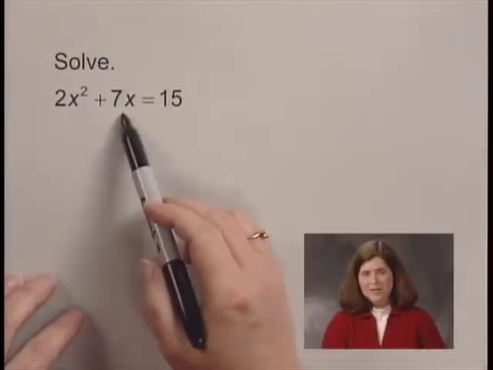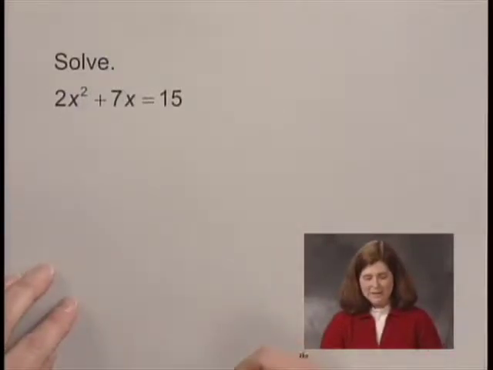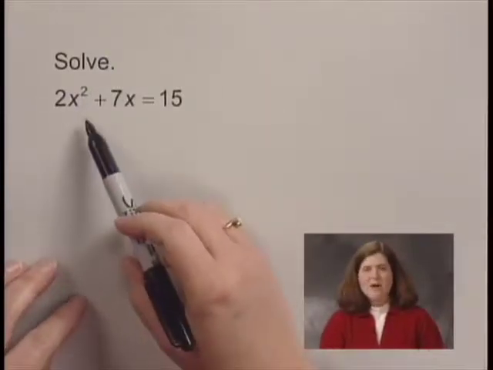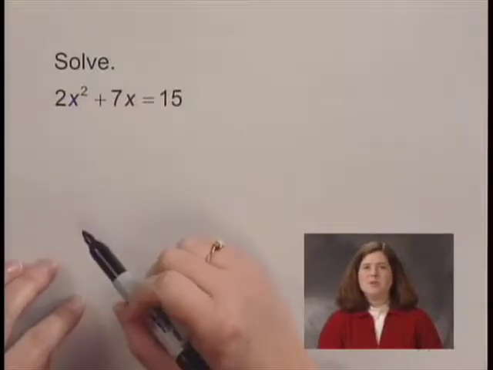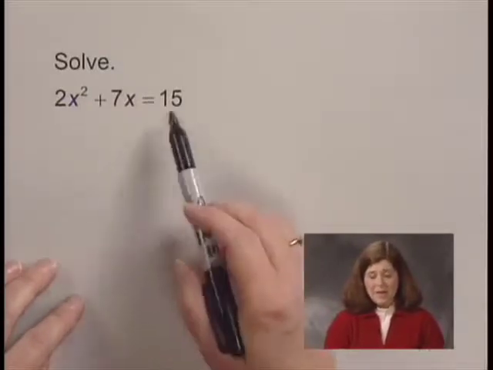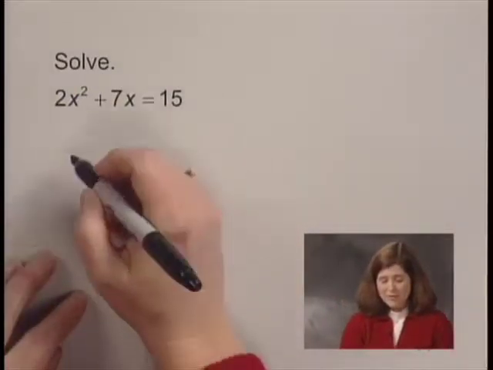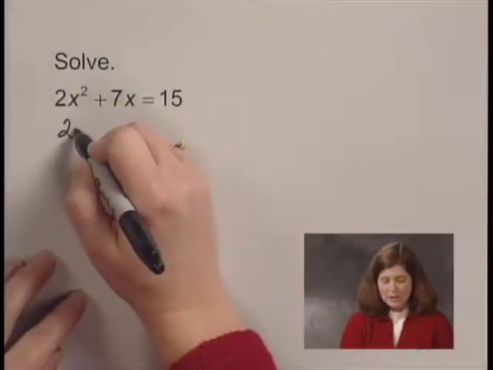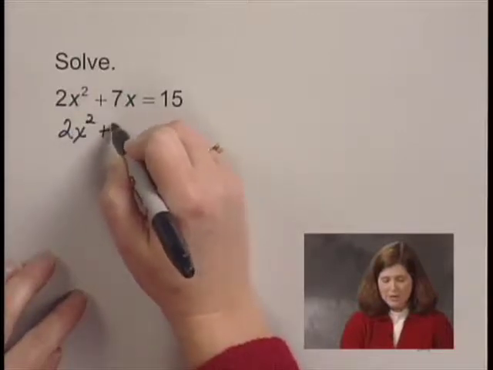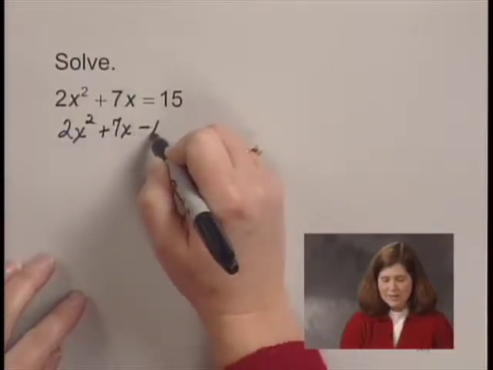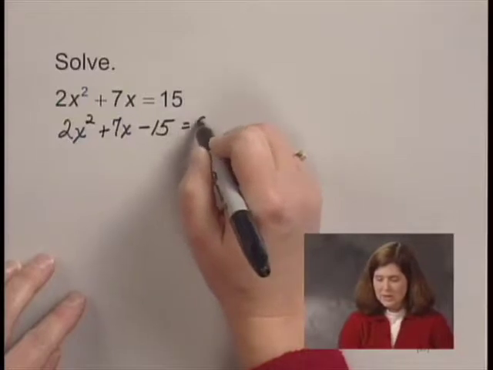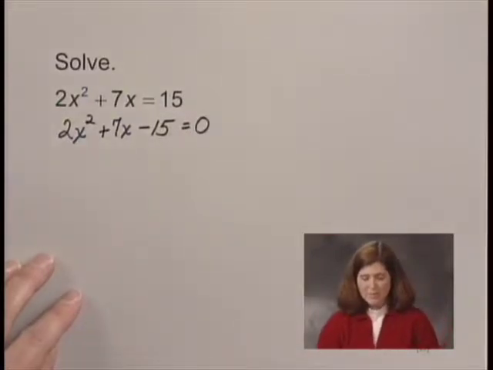In this problem, we'll solve a quadratic equation. We'll solve the equation 2x squared plus 7x equals 15. In order to solve this equation, we're going to use the principle of zero products. So we need to begin by getting 0 on one side of the equation. I will subtract 15, and I get 2x squared plus 7x minus 15 equals 0.